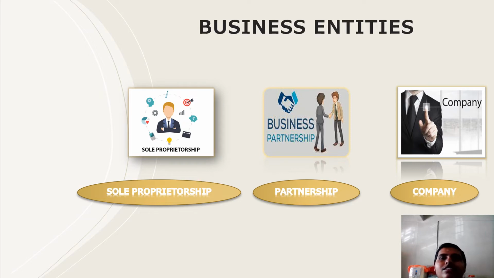Other than that, we have the company, which is a business entity conducted by more than one owner, but in a professional way. For example, we have Gold Coast Sendirian Berhad. Okay, so that is the types of business entities that we have here.